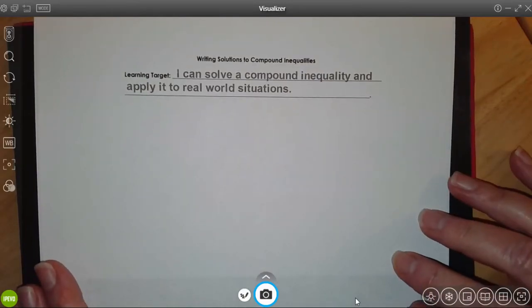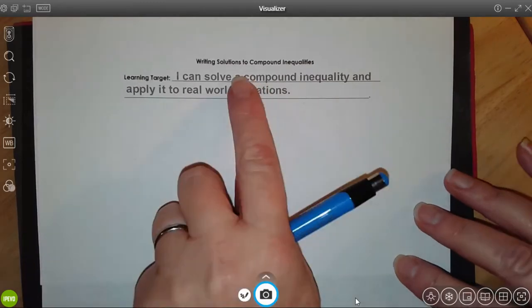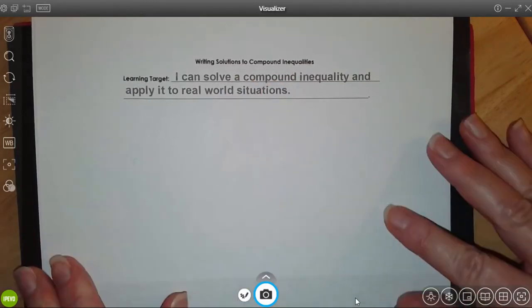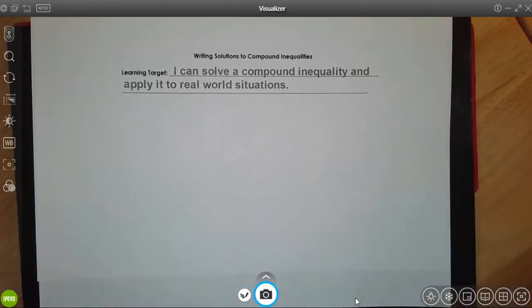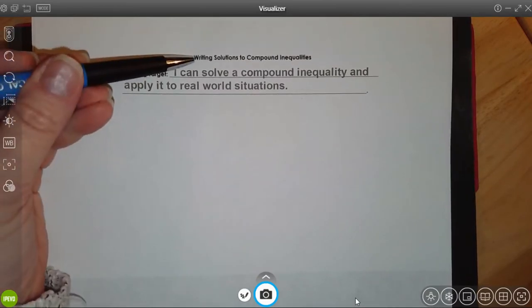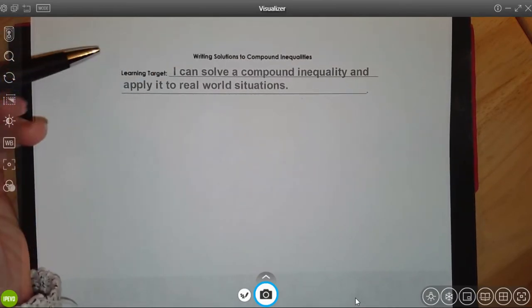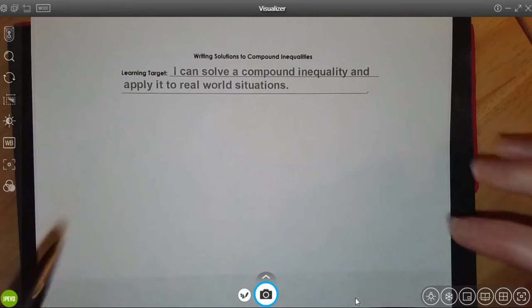Our topic today is writing solutions to compound inequalities. Your learning target is I can solve a compound inequality and apply it to real world situations. Please get this topic and this target, as well as today's date, in your notebook.